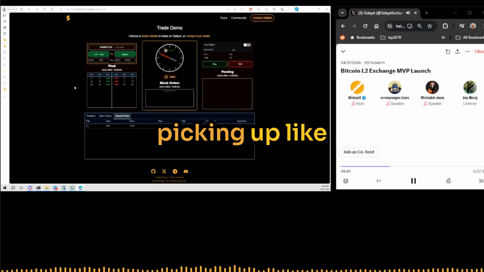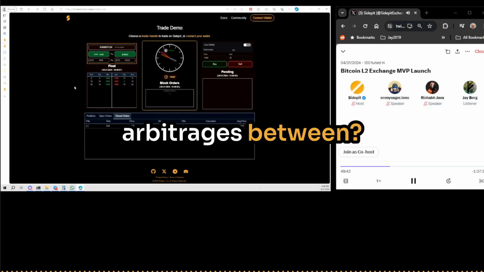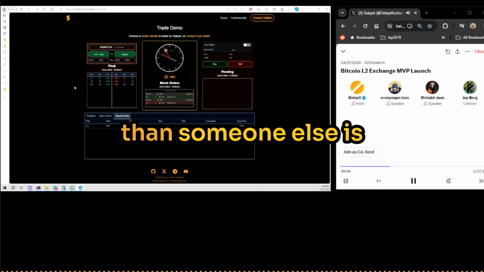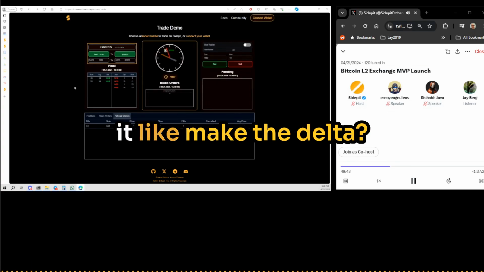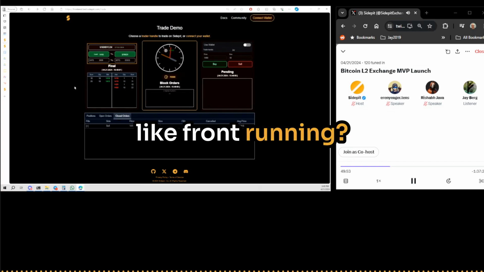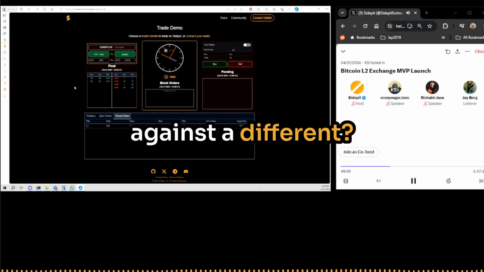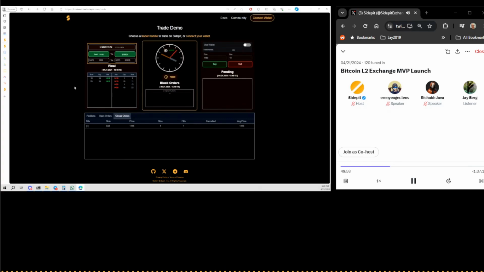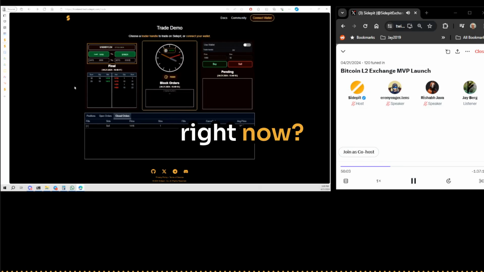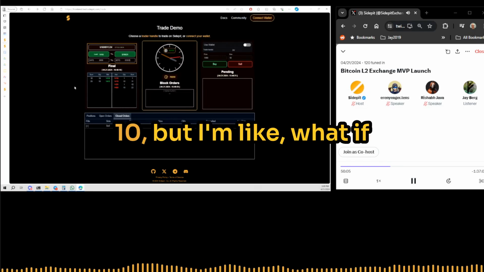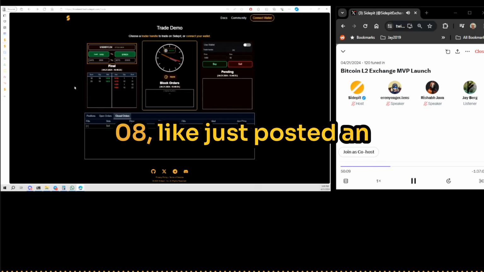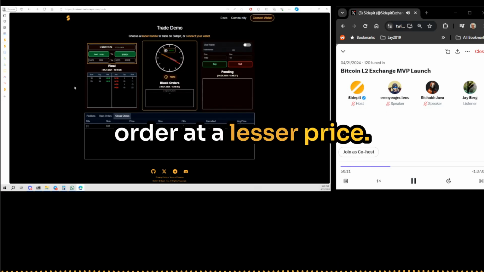Would it also be picking up arbitrages between orders? For example, I'm selling for lower than someone else is willing to pay. Would it make the delta? Yeah, you mean like front running, or arbitrage against a different exchange? I would say arbitrage between orders. Like, for example, right now the lowest buy is 14.10, but what if I sold for less, like 14.08? Just posted an order at a lesser price.